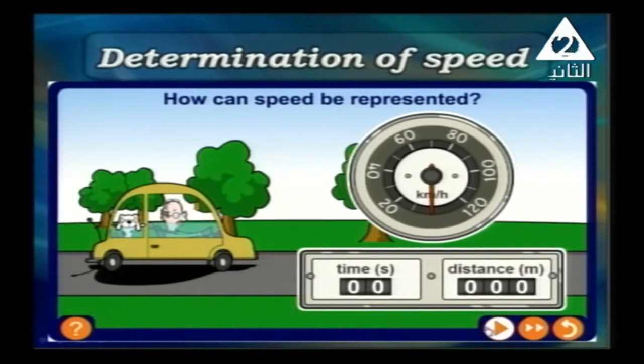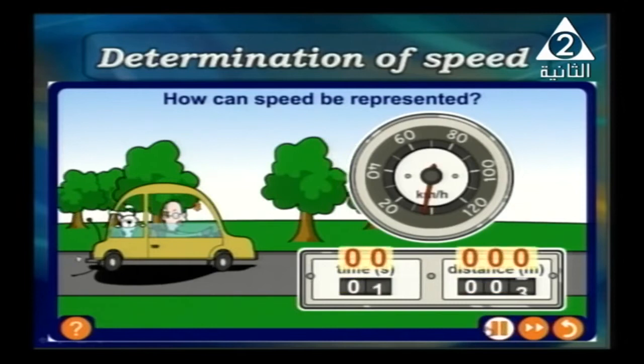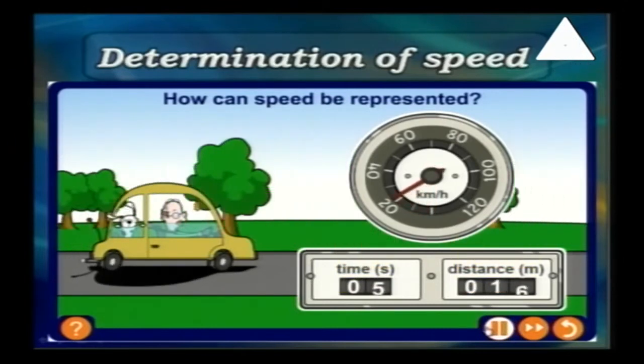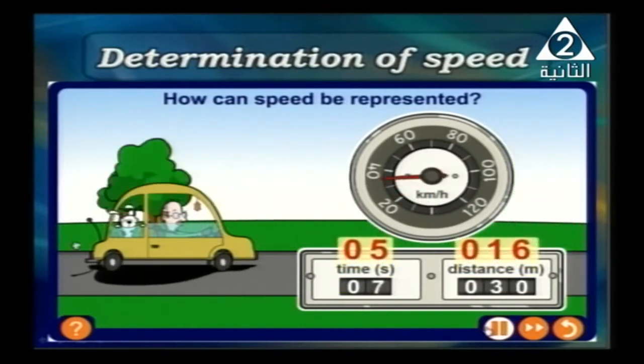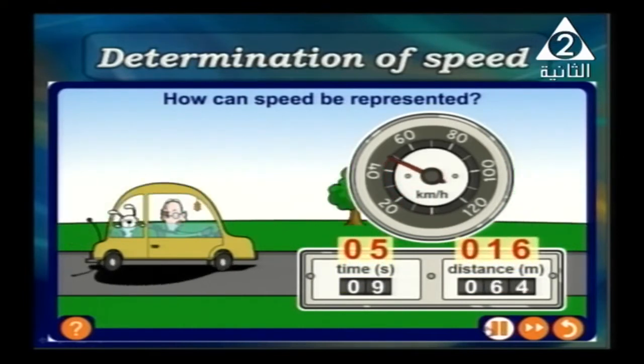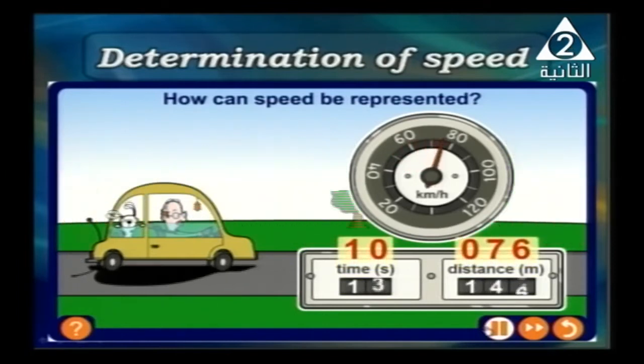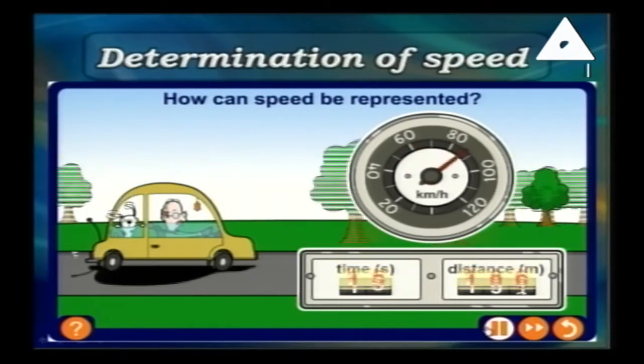In this picture, we have a car and a driver, and the car moves on the street. After that I press play to see what's happening here. So here we have the speedometer. What's meant by speedometer here? It means the device that measures the speed of our car. It changes from 20 to 40 to 60 to 80 to 100 to 120.